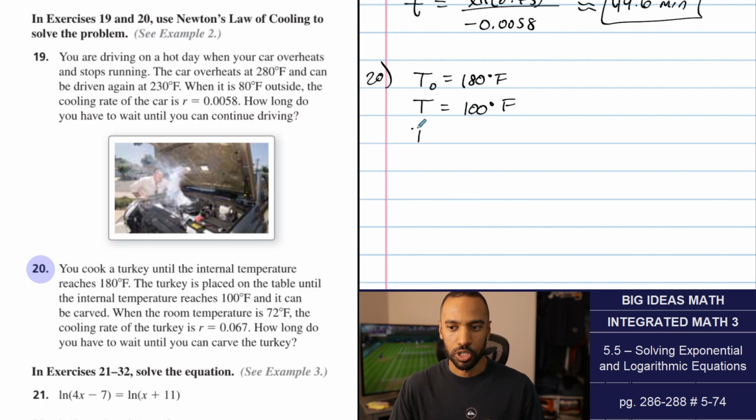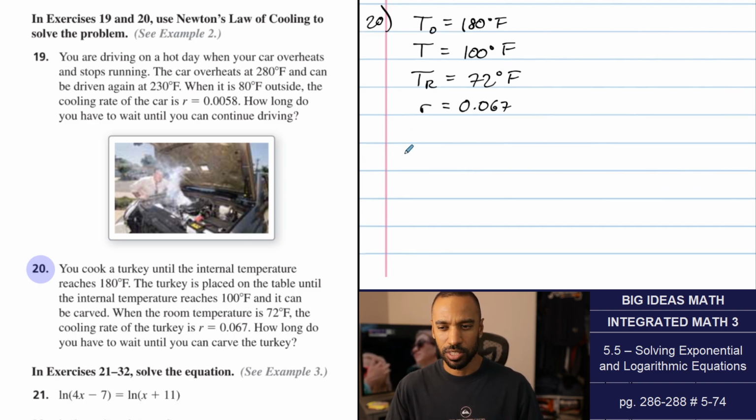When the room temperature, that's T sub R, I believe, is 72 degrees Fahrenheit, the cooling rate of the turkey is R equals, man, there's a lot of information here. I guess I couldn't do this in my head because I don't know how cooling rates work. 0.067. How long do you have to wait until you can carve the turkey? So if I recall, the formula is, let's see, I believe it's capital T equals, and then we did our initial minus, oh, hold on. I'm just going to put the numbers in.